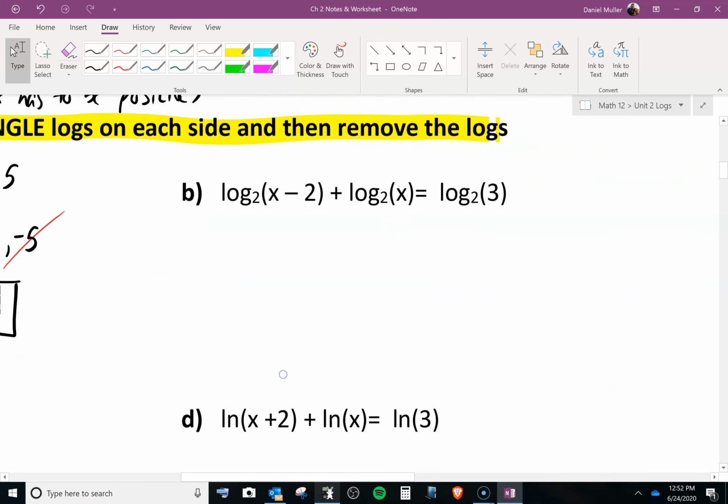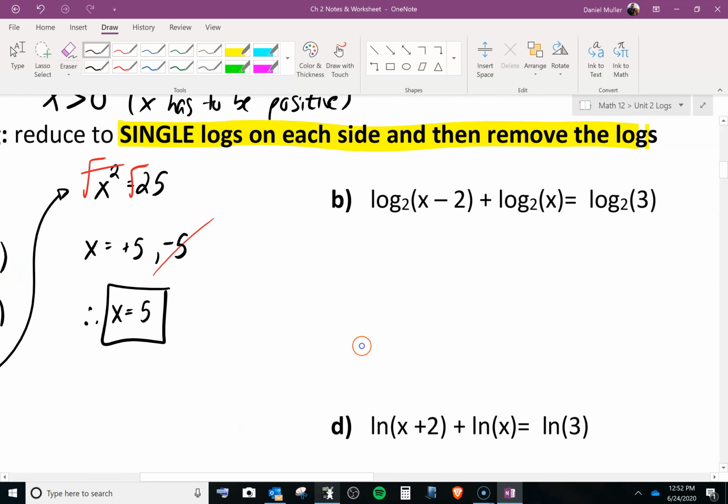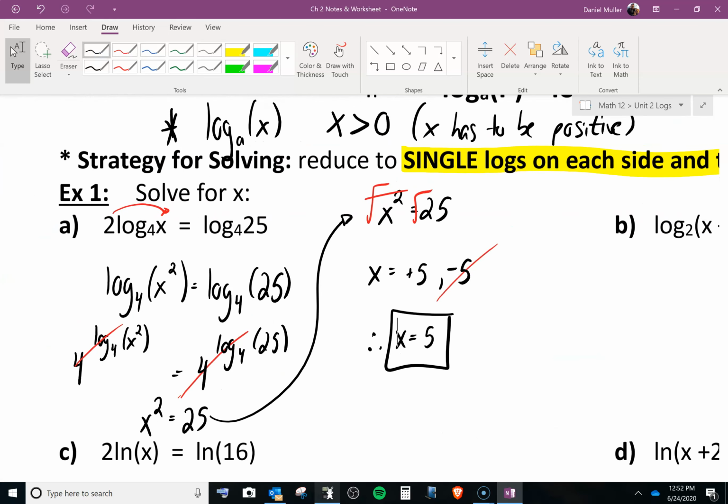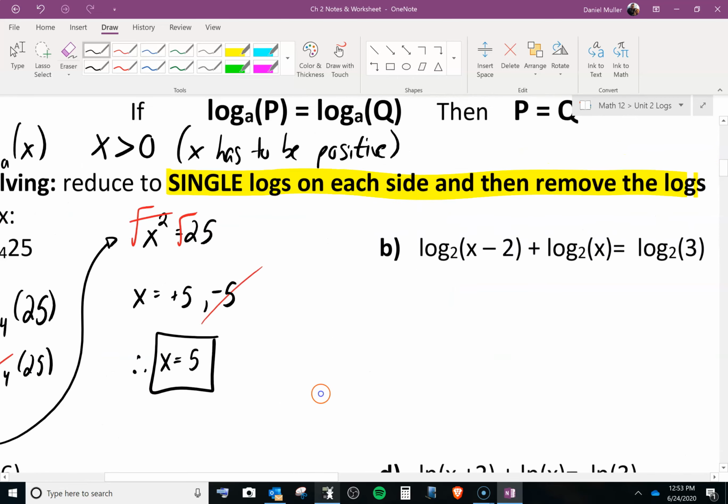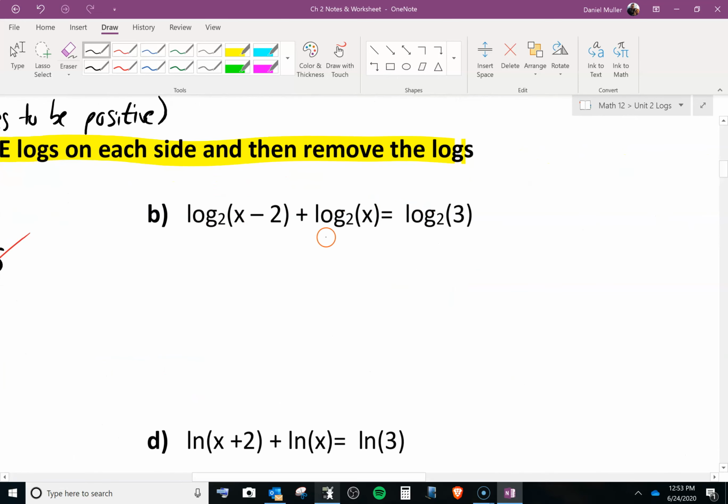Okay, so let's try b here. Well, actually, I'll just let you take a look at a in case you want to copy that down. So I'll do b here. We got to combine these. There's no numbers in front that we need to bring up, so we can combine these. So this is a log base 2. This is using our log law. Because we're adding, you can actually multiply.